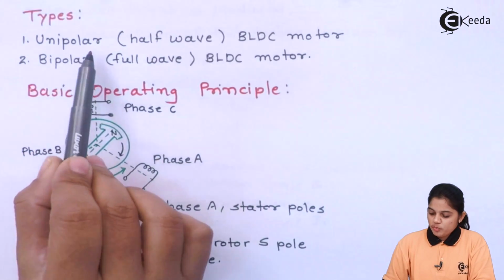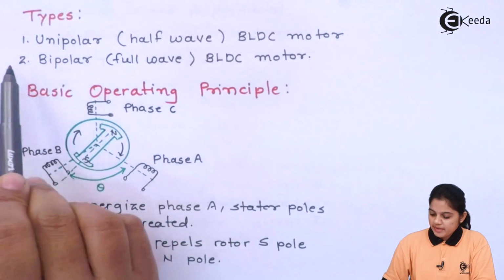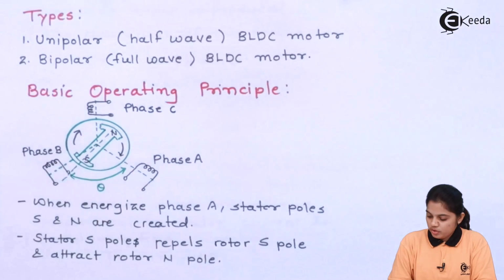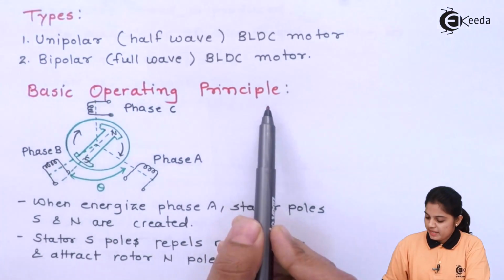Now we have 2 different types of BLDC motor. The first type is unipolar, which is called a half wave BLDC motor, and the second type is bipolar, which is called a full wave BLDC motor. Now let's see the basic operating principle of the BLDC motor.